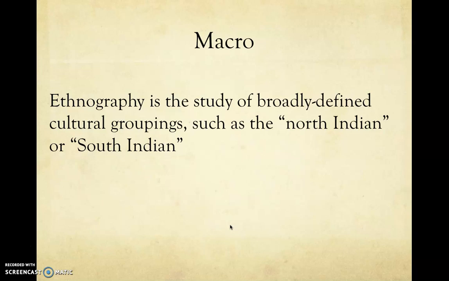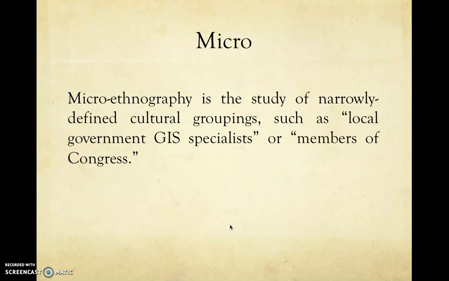It is the study of broadly defined culture. In that type, the researcher takes the broad culture or the broad community. For example, he or she can take all the North Indians, or all South Indians, or the North Indian culture compared with the South Indians. That study is called macro ethnography study. And in micro, the researcher takes a narrow culture.